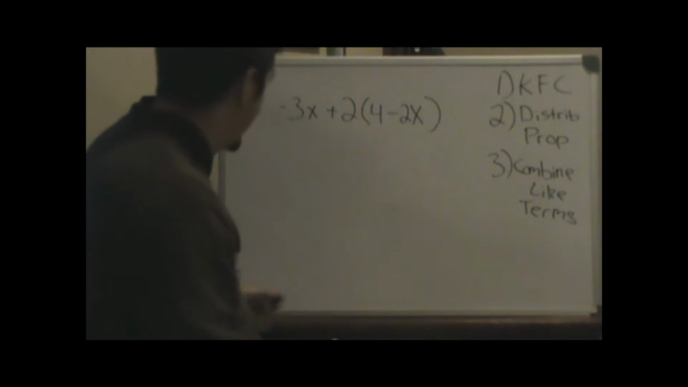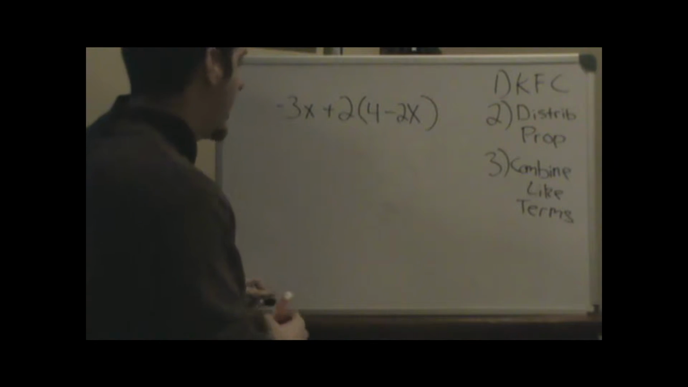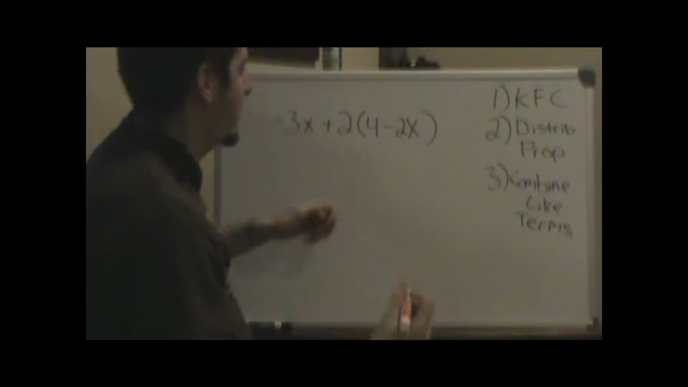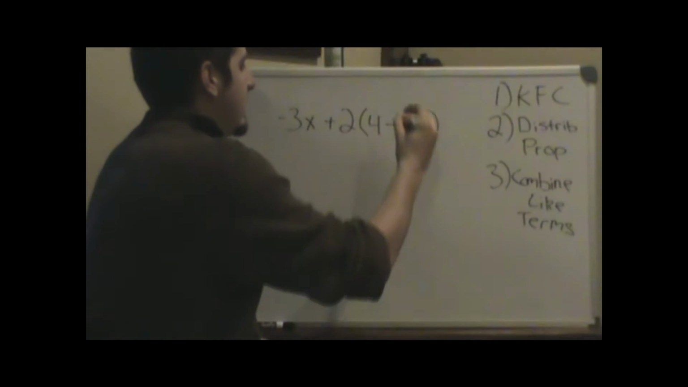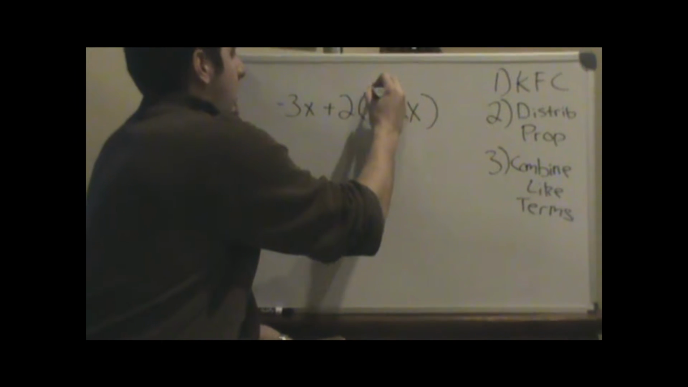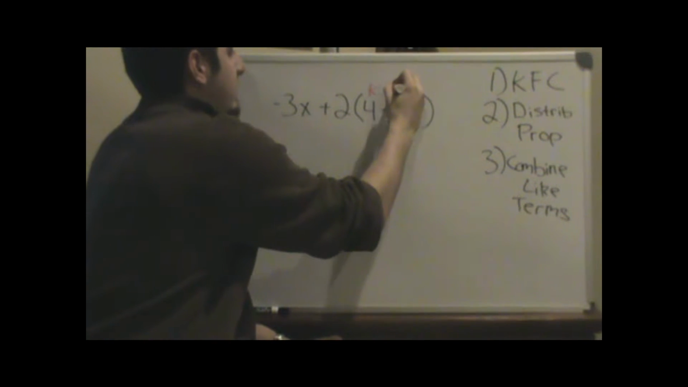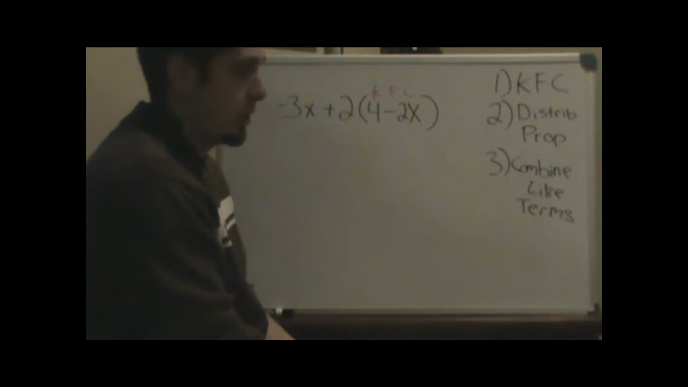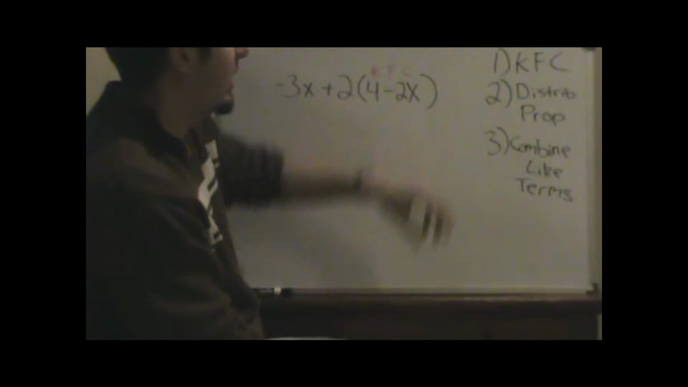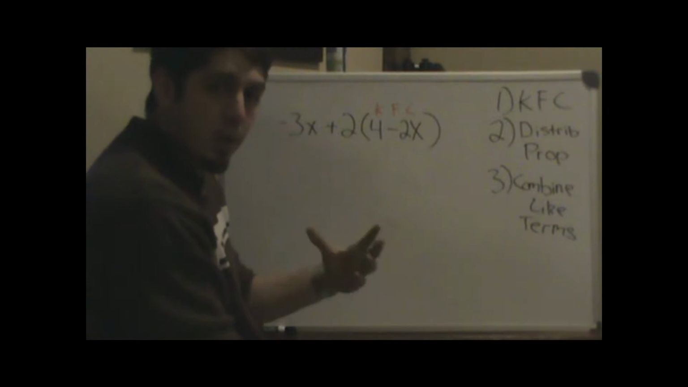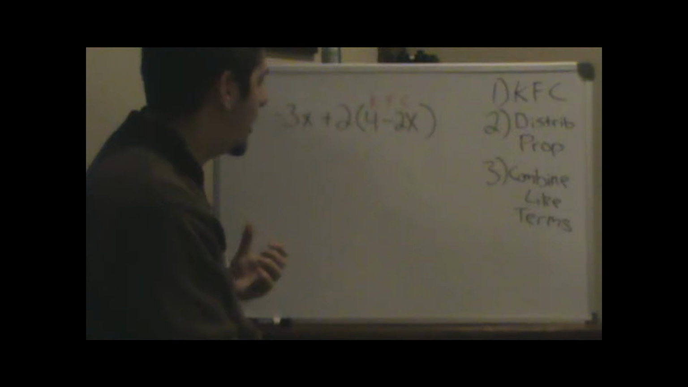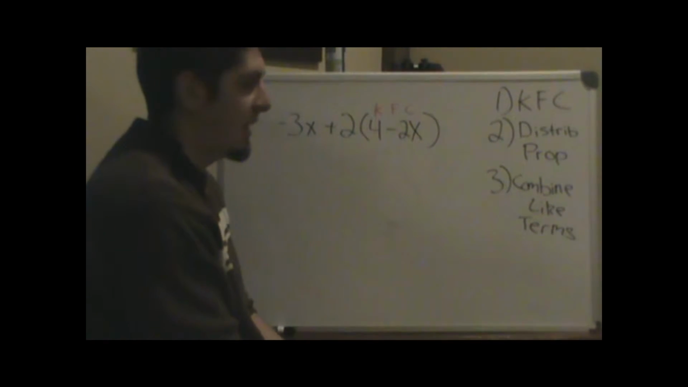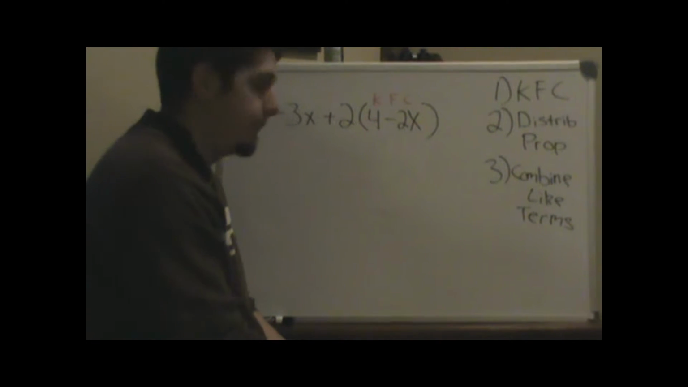Okay. So, to start, I need to use KFC on any subtraction. There is subtraction inside my parentheses. Now, the reason we're using KFC is to make sure all my subtraction turns into addition, because my goal with the first two steps is to get rid of any parentheses and to change all of my operations into addition, so that when I get to the third step, I can add in any order I want.